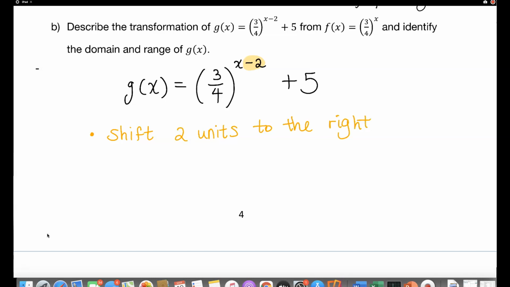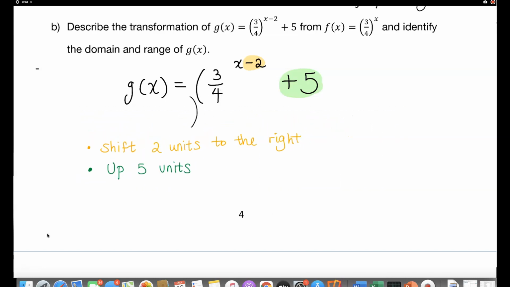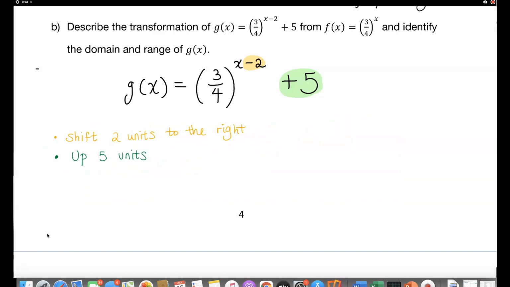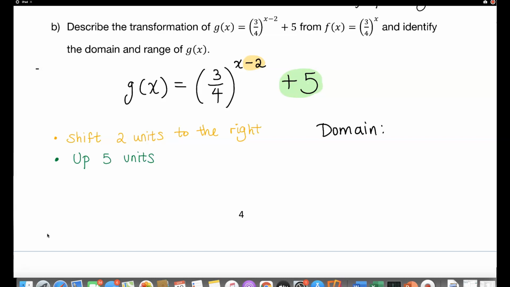And what about this? Adding 5. Written very big. This is going to shift the graph up 5 units. Okay, so let's talk about the domain and range now. You know about the domain. Domain is always going to be positive infinity to negative infinity for exponential functions. So I'll write that down. Domain is negative infinity to positive infinity.